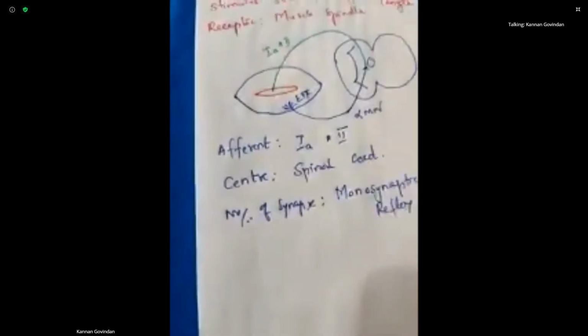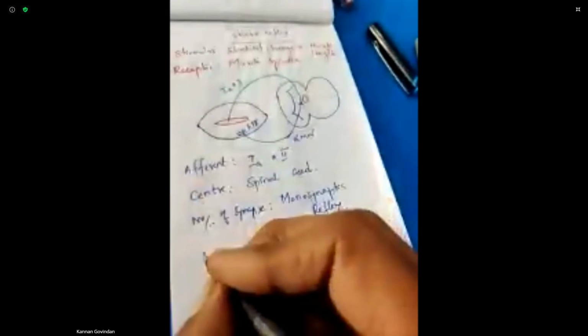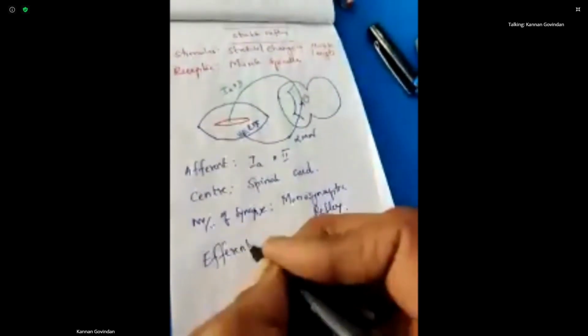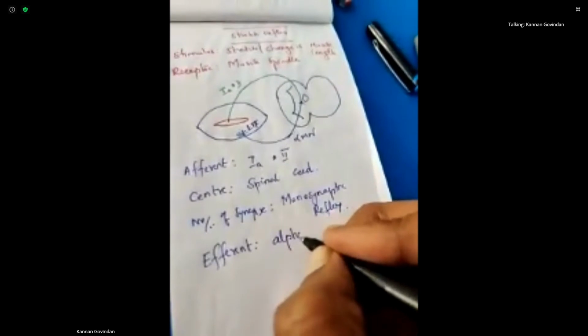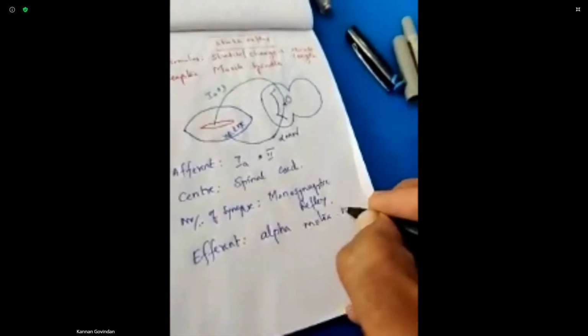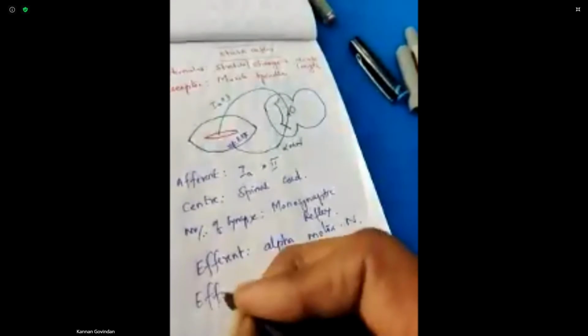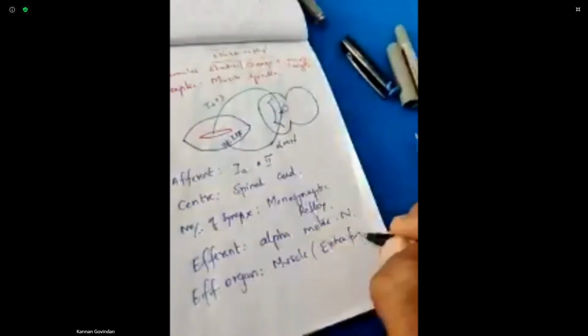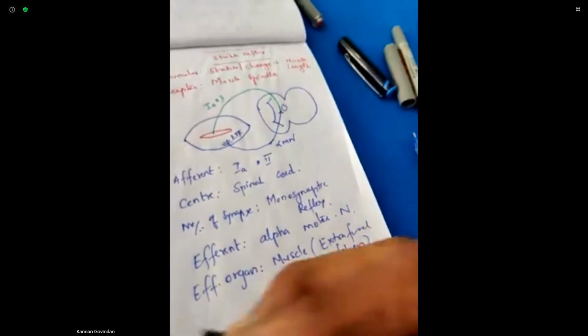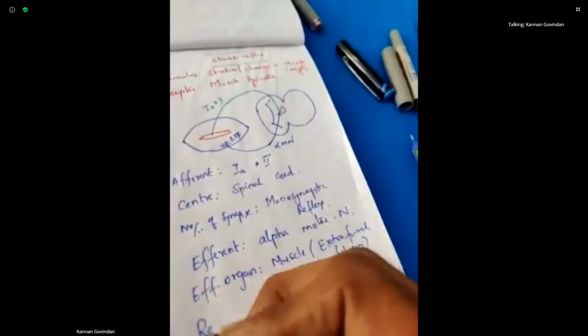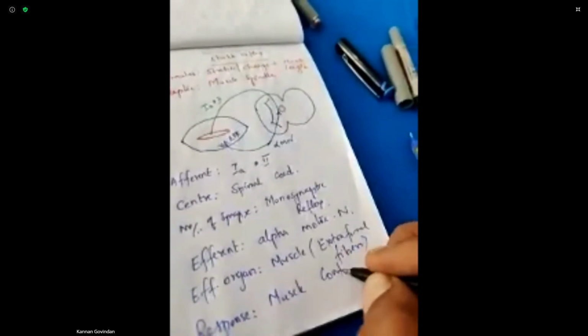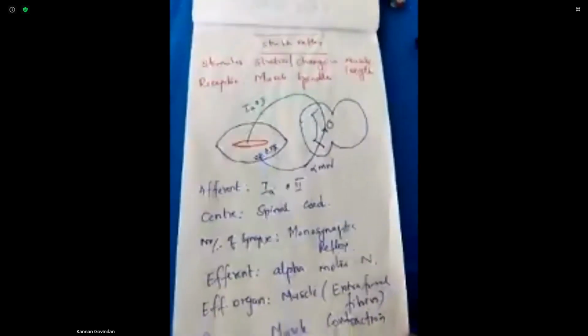Okay, this is the best example for a monosynaptic reflex. What is the efferent nerve? Alpha motor neuron. What is the effector organ? Same muscle, that is extrafusal fibers. Okay. Response, muscle contraction. Okay, so stretch reflex is a very important 5-mark question.